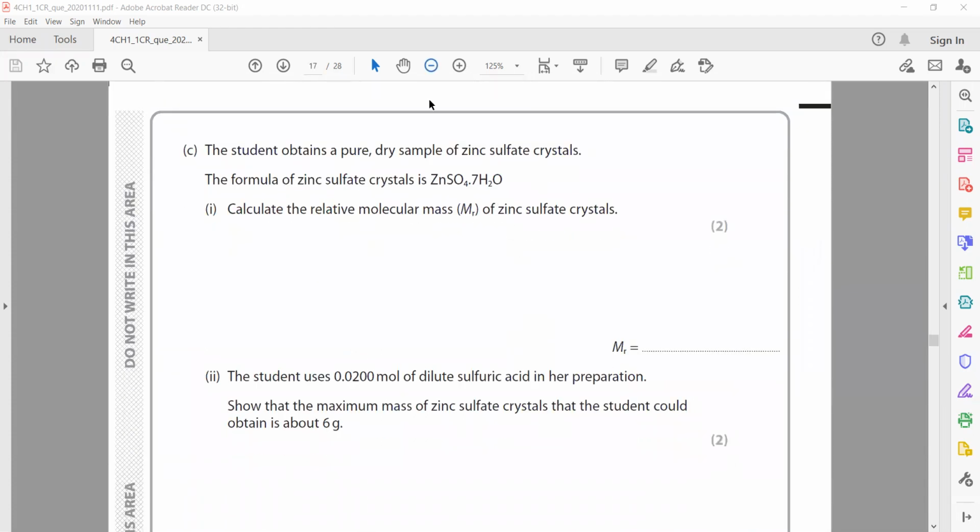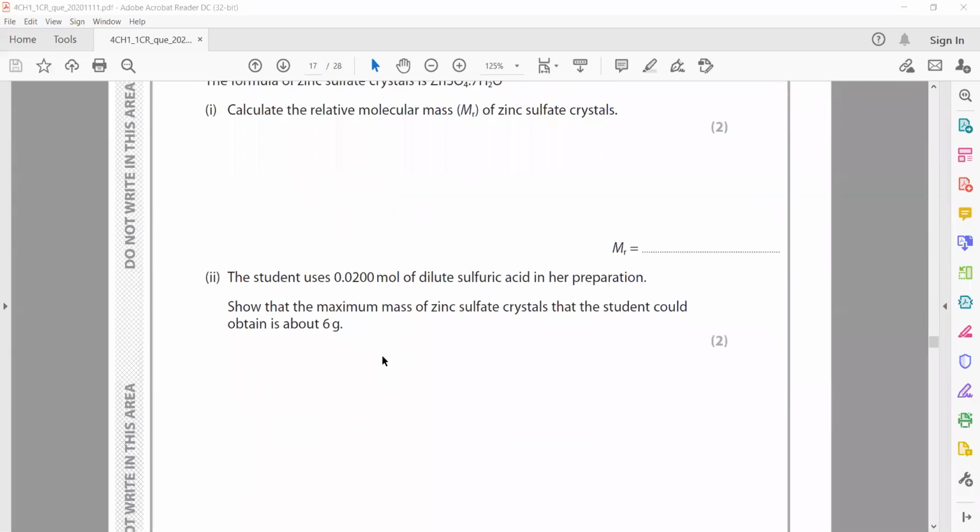Relative molecular mass: add the mass of each element in the compound and you will get the relative molecular mass. Zinc is 65, sulfur is 32, oxygen is 16 multiplied by 4 plus 11 oxygens, plus hydrogen 1 multiplied by 14. So this will give you the relative molecular mass, which is 287.